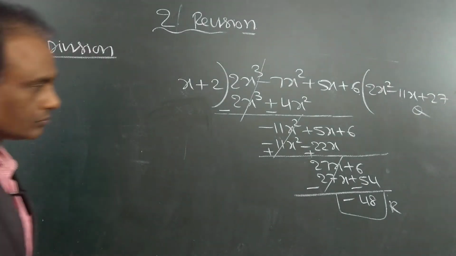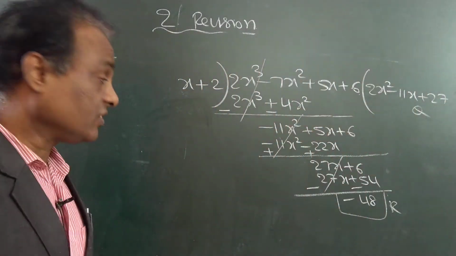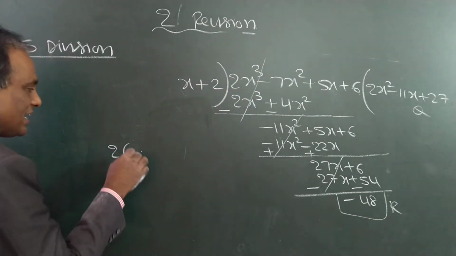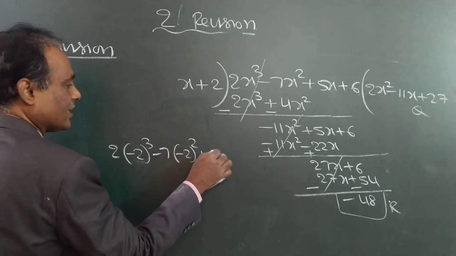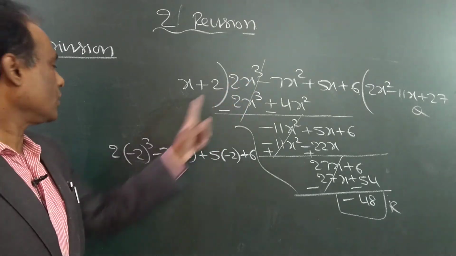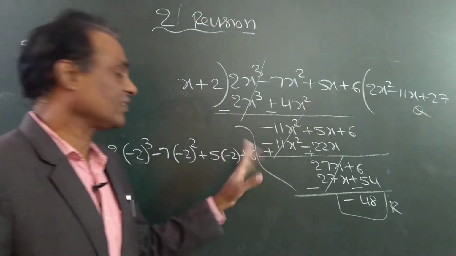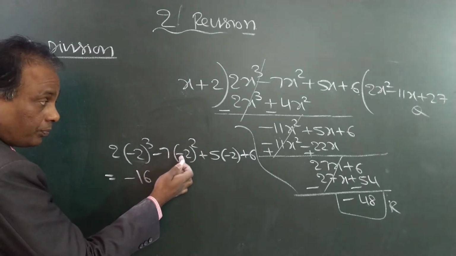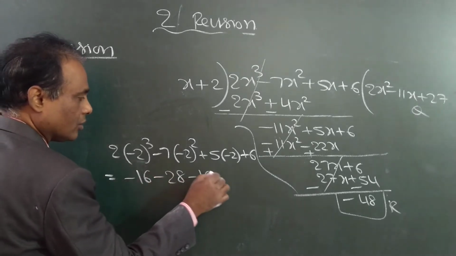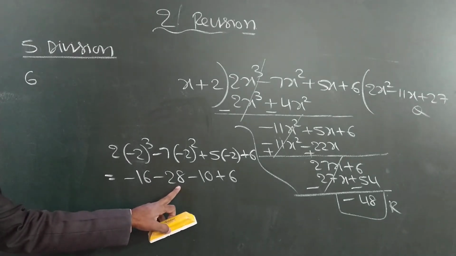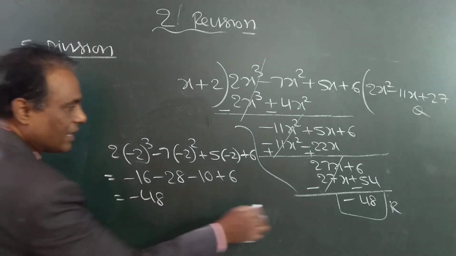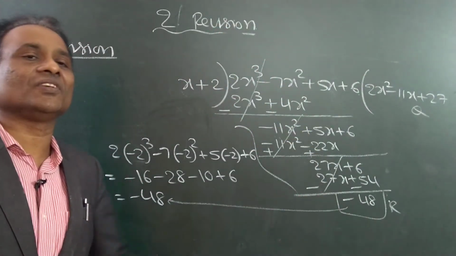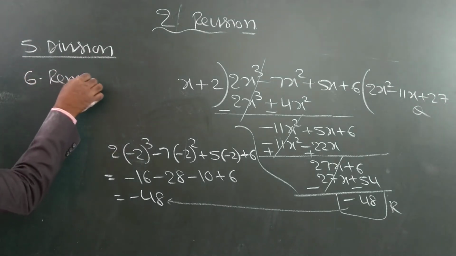Now, we can find this remainder without doing this process also. Suppose in place of x, I write minus 2. In place of x, I am writing minus 2: x is equal to minus 2 in the polynomial x cubed minus 7x squared minus 4x plus 6. Minus 2 whole cube is minus 8, minus 16. Minus 2 whole square is plus 4, 7 fours are 28, and so on. Adding up, we get minus 48. See here, we got the remainder without doing the division directly. The process of finding the remainder without actual division is called the remainder theorem. I applied the remainder theorem here.